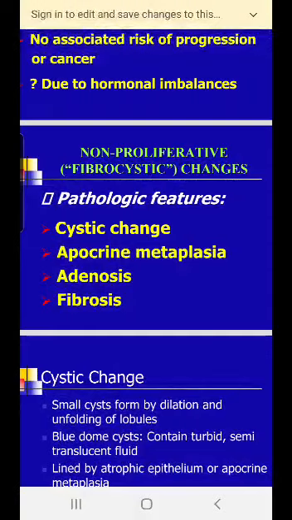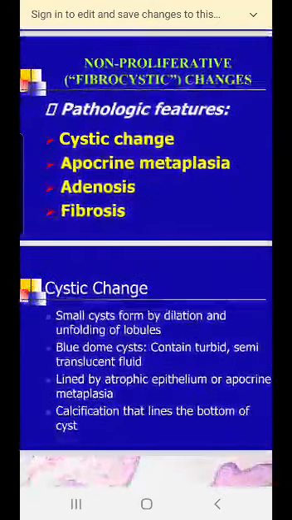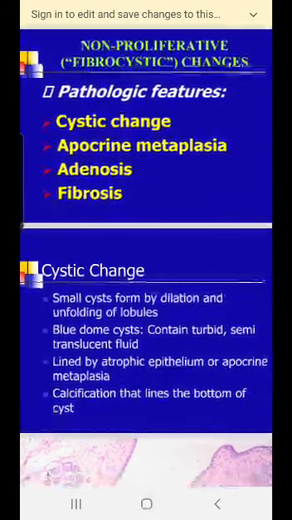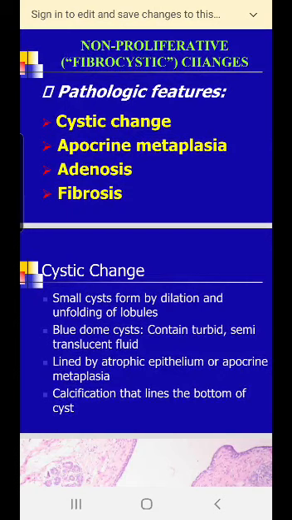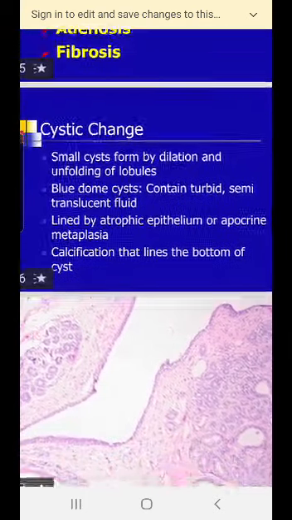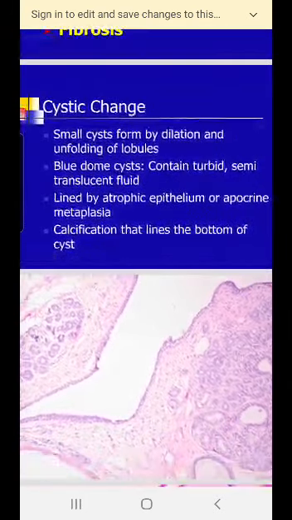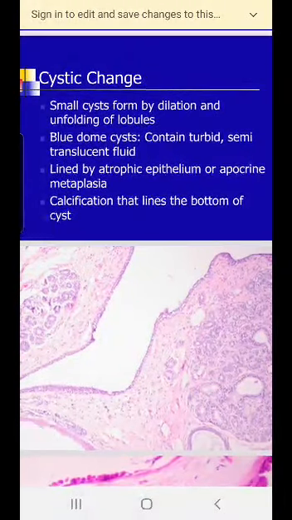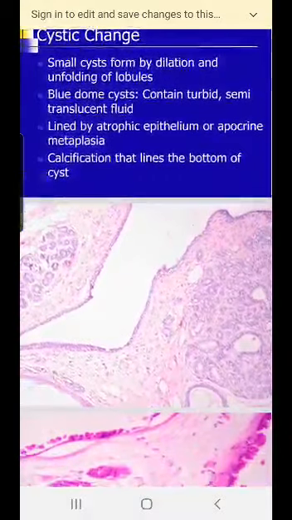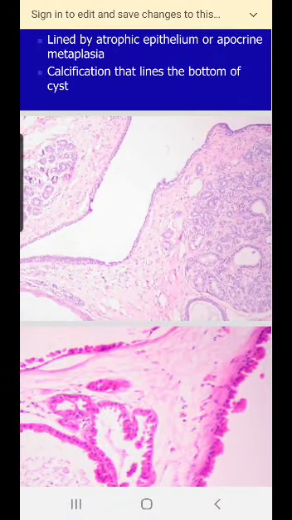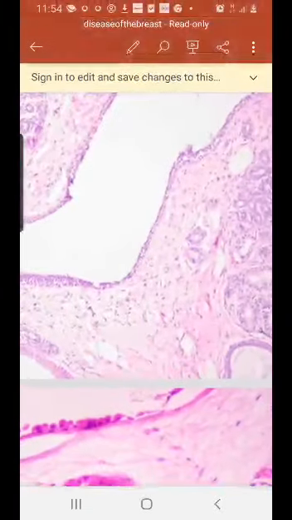Now, what are the pathological findings? You might see a cystic change. You might find a cyst on palpation and also on ultrasound. You will see microscopically apocrine metaplasia, adenosis, an increase in the number of glands, and then fibrosis. In the cystic change, there will be small dilated cysts, and you might see a turbid fluid inside them, which may sometimes come out of the nipple as well. They will be lined by an atrophic epithelium or apocrine cells, and calcification can also be seen inside them. And there is adenosis, an increase in the number of glands.